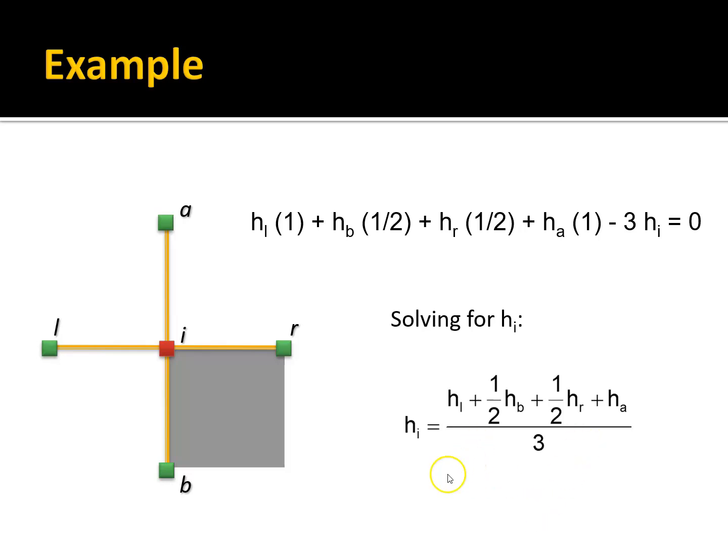So again, here's another graphical representation of this. All of HL, 1/2 of B, 1/2 of R, all of A, minus 3HI equals 0. Solve for H. Again, this is what we want to jump right to. So all of L, 1/2 of B, 1/2 of R, all of A divided by 3. 1, 2, 3 quadrants. Now, if we can just remember that simple rule, we can formulate an equation for any node on an impervious boundary.